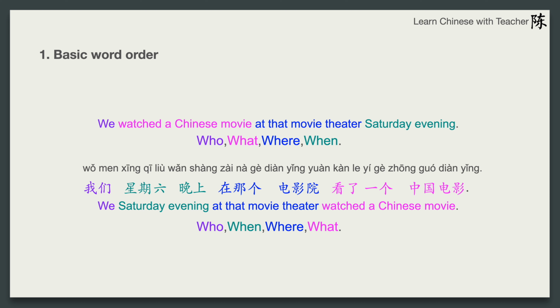我们 we are the persons. 星期六晚上 Saturday evening is the time. 在那个电影院 at that movie theater is the location. 看了一个中国电影 watched a Chinese movie is the thing the persons did. So, when you make a Chinese sentence, follow this word order and you will not make a mistake.